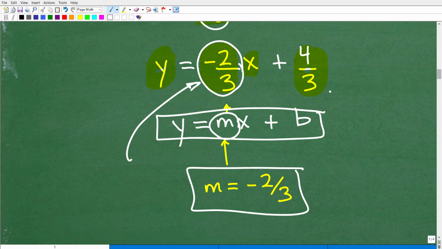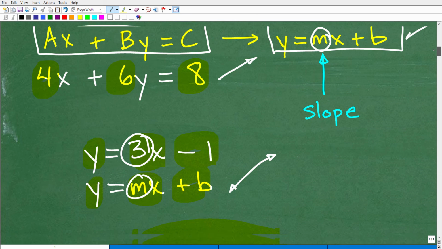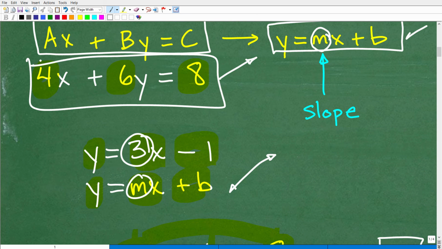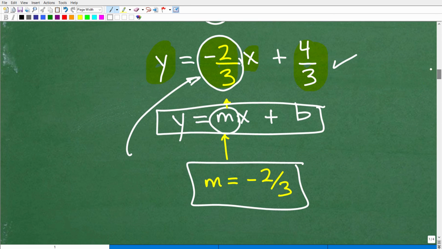But again, this linear equation is equivalent to our original problem. The only difference is that our problem is in standard form, and our answer down here is in slope-intercept form. And of course, we like things in slope-intercept form because it's super easy to identify the slope.